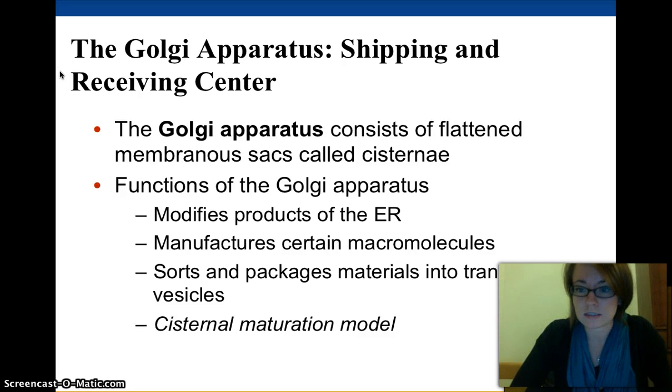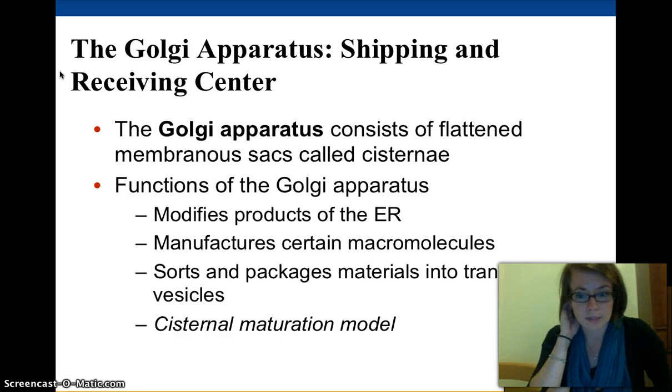Since it makes things to send to other parts of the cell, there's a lot of Golgi apparatus inside of secretory cells, just like we said there was with ER, because the ER is where these things that are going to be secreted are made, and then the Golgi is where they are prepared to be sent away to other parts of the body.